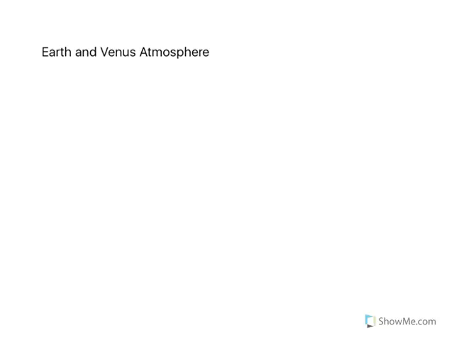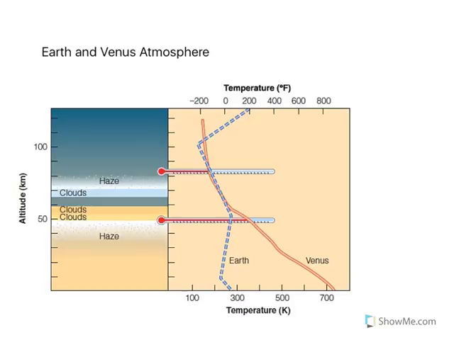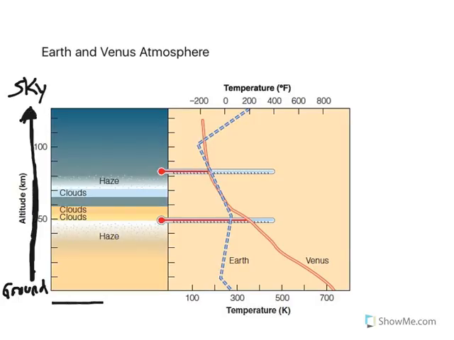In this segment, we're going to look at the Earth and Venus atmosphere and compare the two atmospheres. In this diagram from your textbook, we have altitude increasing on the vertical axis on your left, and therefore ground is at the bottom and sky is at the top. On the horizontal axis, we have increasing temperature to the right. Therefore, hotter temperatures are on the right and colder temperatures are on the left.